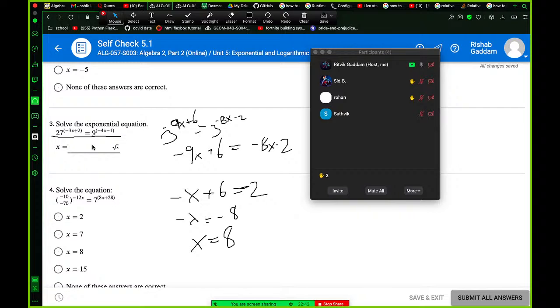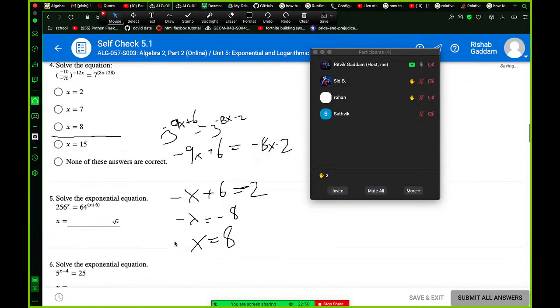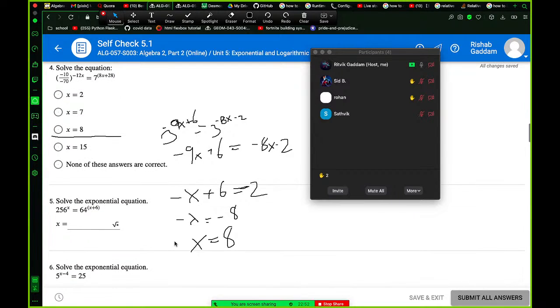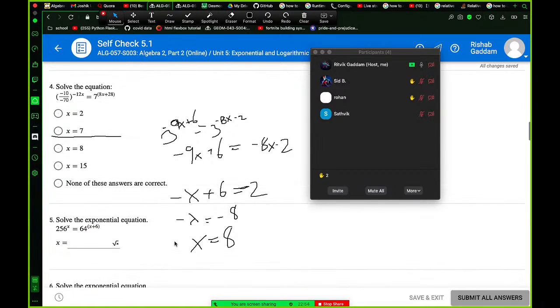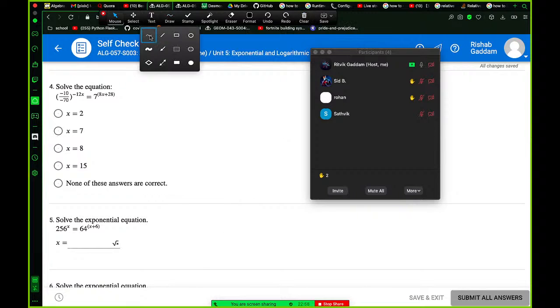Okay, turn off Alt. There we go. Turn Alt back on. Number 4. If you want to do number 4, then raise your hand in the participants list. Satvik, do you want to do this one?